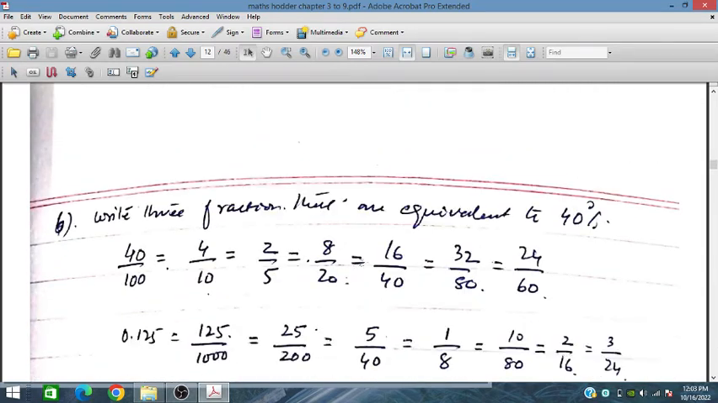This is very easy, and we can also perform these things on a calculator. Write three fractions that are equivalent to 40%. So 40 divided by 100, divide by 10 and 10, and then further by 2, gives 2 by 5. Multiply by 2 to get 4 by 10, then 8 by 20, 16 by 40, and so on, with numerators and denominators increasing. So you can see all these things.